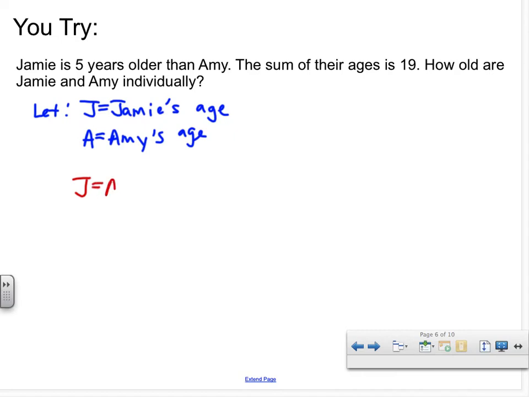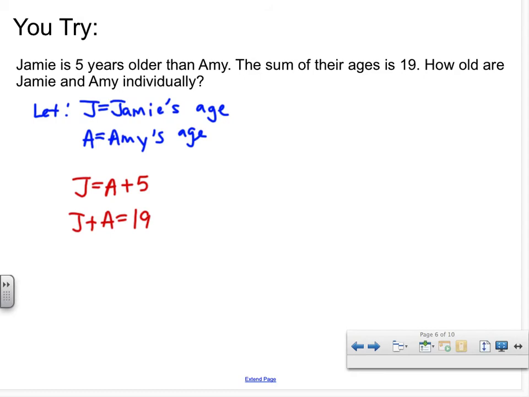And then the sum of their ages is 19. So I can write J plus A equals 19. So I have two equations. Now I just have to decide what's the easiest way for me to solve these two equations. Well, since I have J equal to A plus 5, I can use the substitution method.